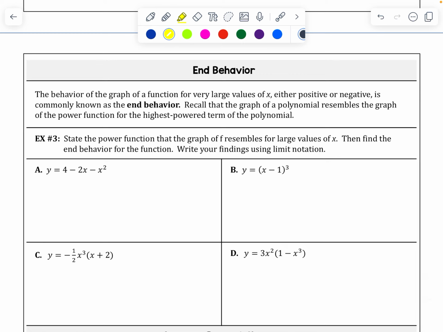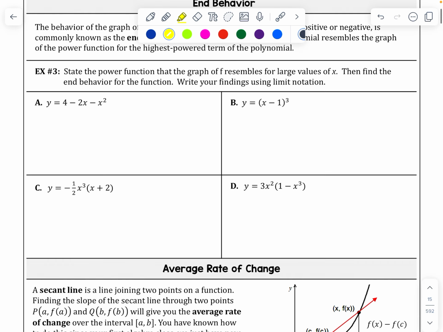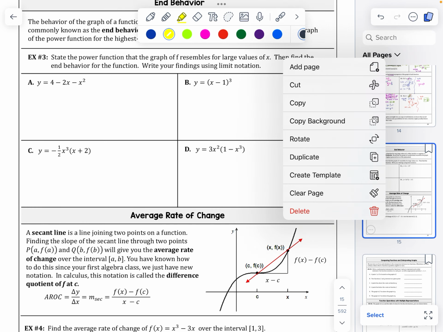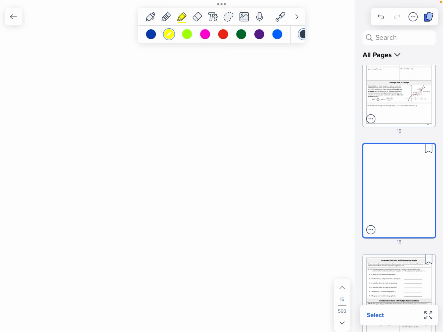All right, let's talk about end behavior. Here's what I need you to do. You're going to flip your entire packet over to the very, very back page, okay? Pretend like this is the back of your page. I want you to draw this completely on your own because this is a really helpful chart to remember end behavior. So here's your end behavior chart. Okay, make this nice and big on your paper.